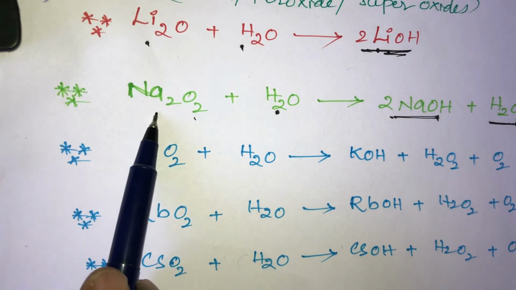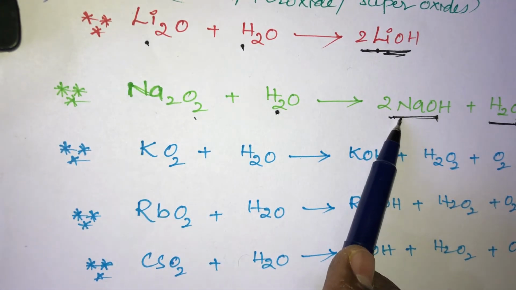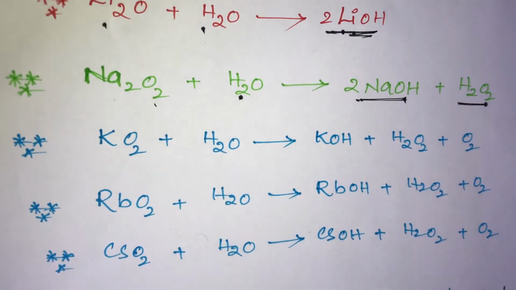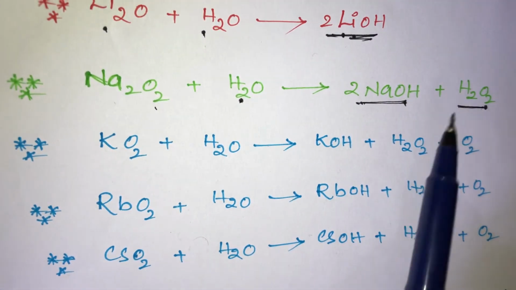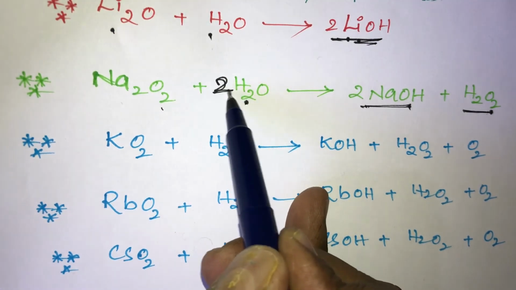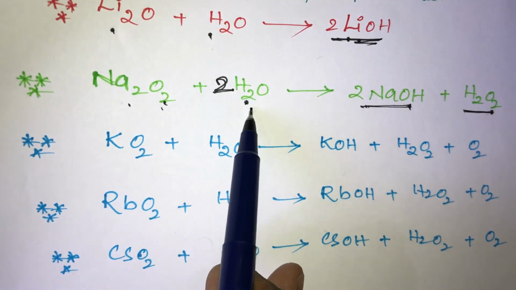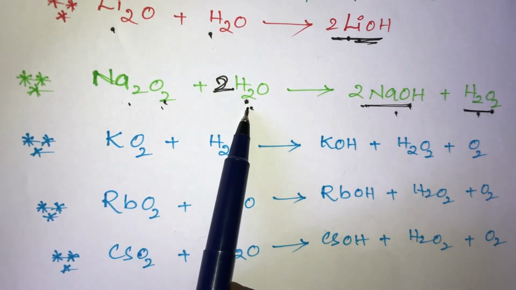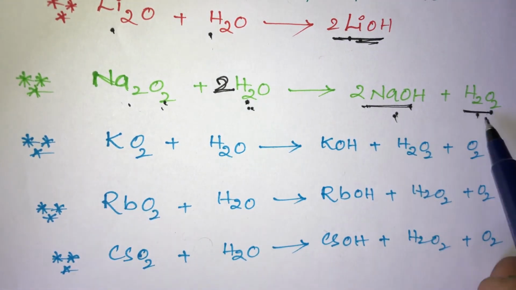Here 2 sodiums are there, here also 2 sodium, but on the right side 4 hydrogens are there. But on the left side, put 2 moles of water molecule. Na2O2 plus 2H2O gives us 2 NaOH plus H2O2. So sodium peroxide dissolves in water to give sodium hydroxide and hydrogen peroxide.